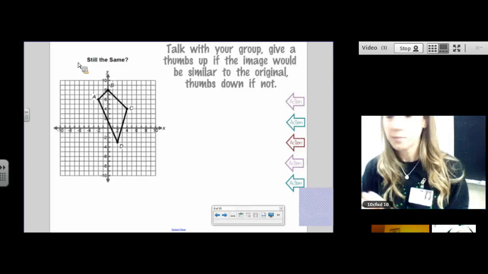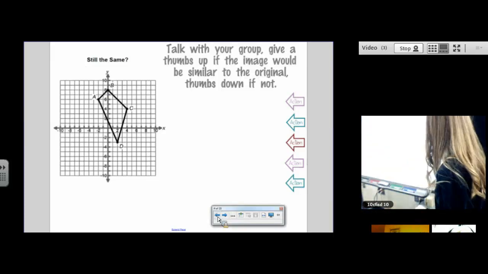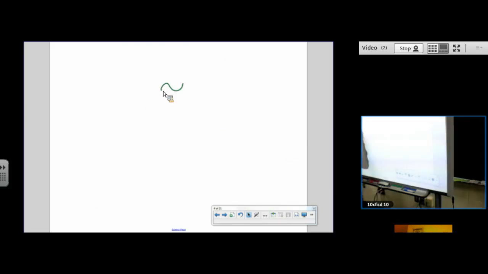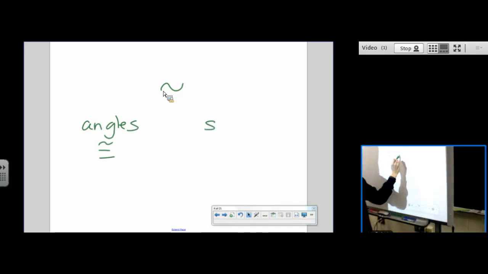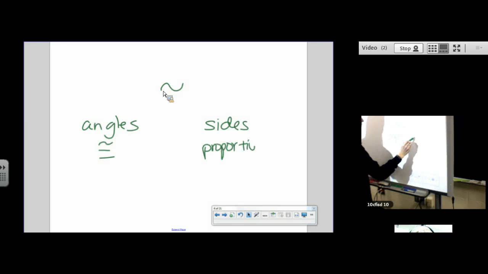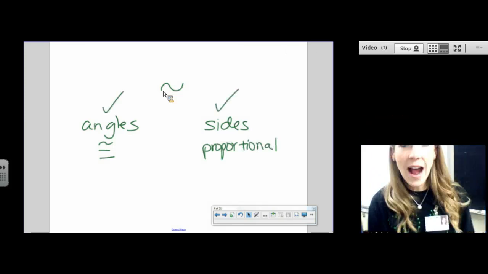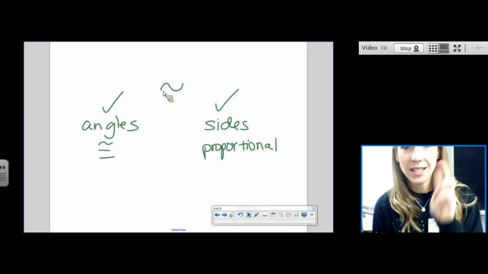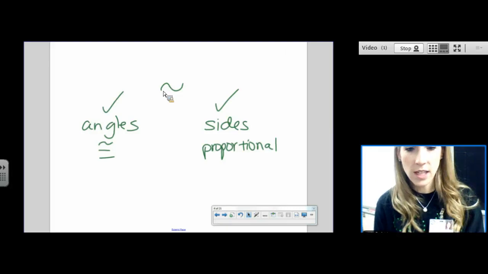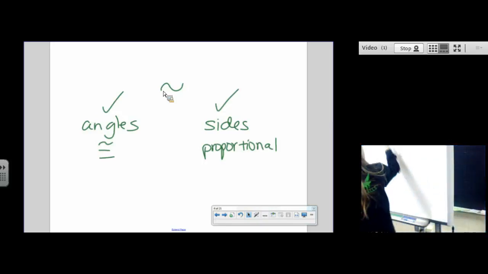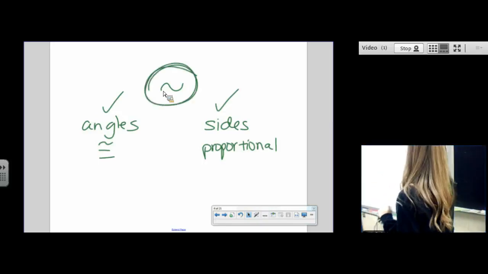Just a reminder, before we start this, 2 figures are similar, because this is huge, if their angles are congruent and their sides are proportional. Those are the 2 things that have to be true. That is what similar is. Angles congruent, sides proportional. Angles congruent, sides proportional. That has to be committed to your memory, okay? So that's what makes 2 polygons similar.